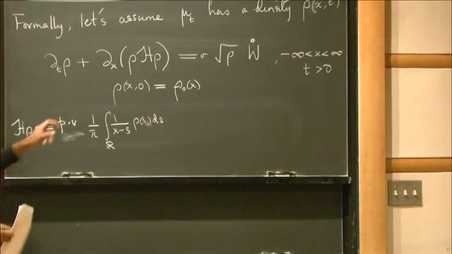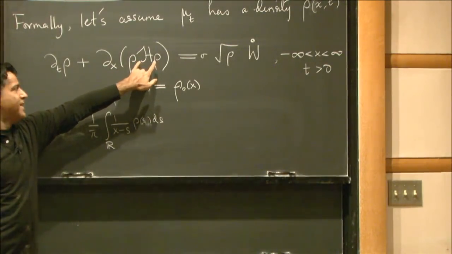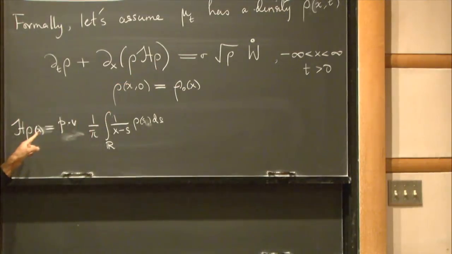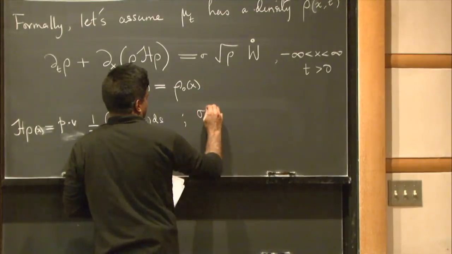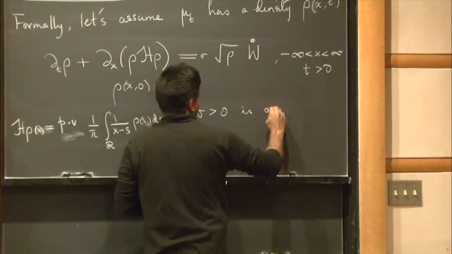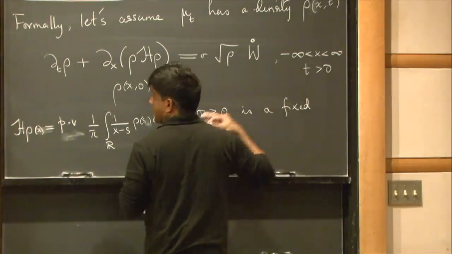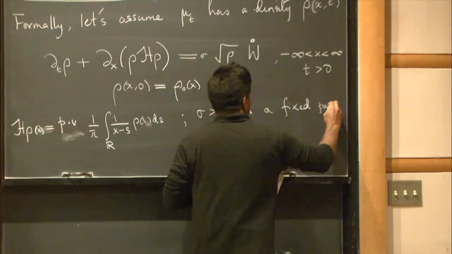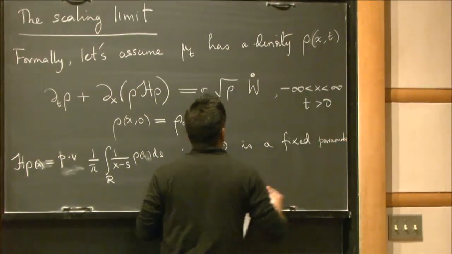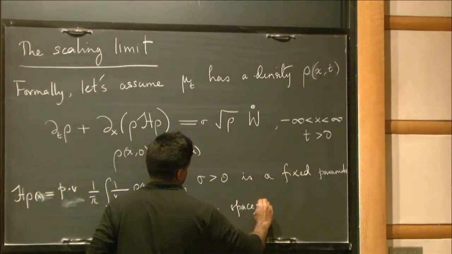Within this PDE, you can think of this as a velocity term, and the velocity is determined by the Hilbert transform. This sigma is a fixed parameter that will depend upon the variance of the approximating particle process, so it need not be 1. And W dot is space-time white noise.